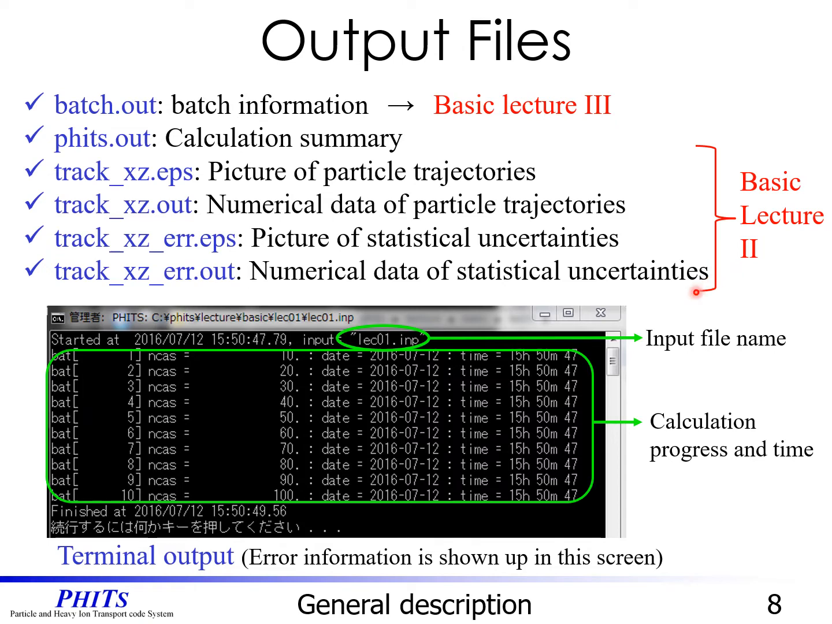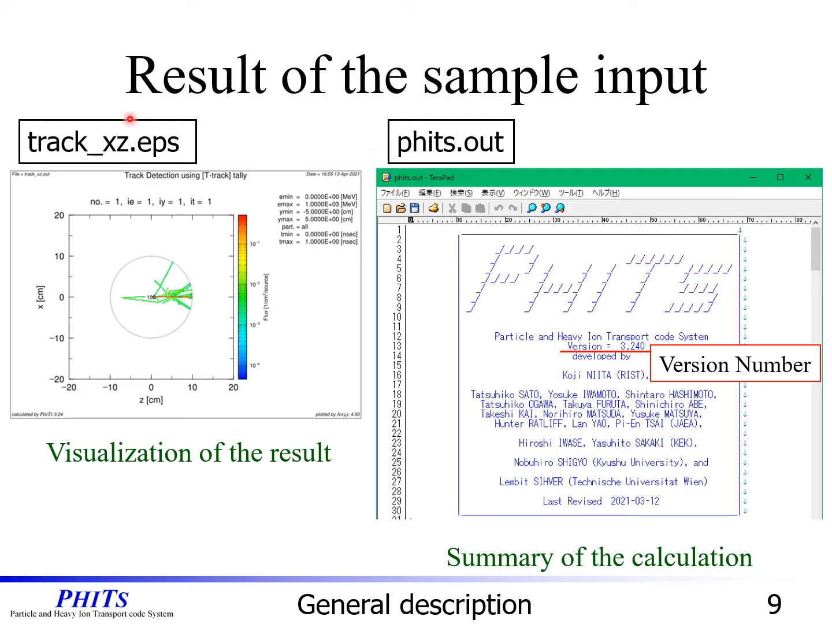Here is an example of terminal output. It includes input file name and calculation progress and time information. If there is an error in the input file, error information may be output. This is an EPS file that shows the image display of the calculation result and a summary file that shows the summary of the calculation.